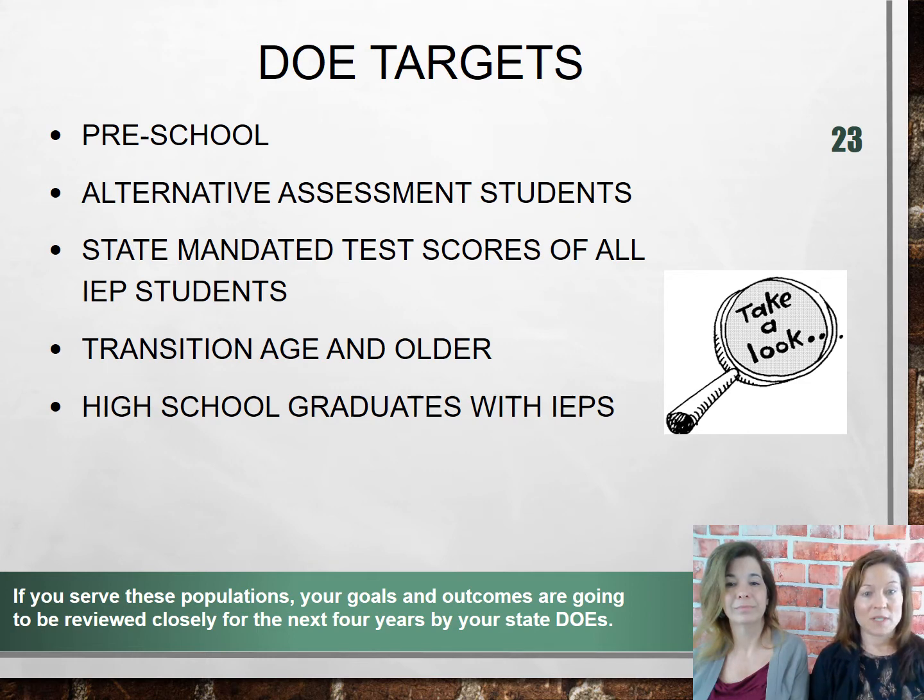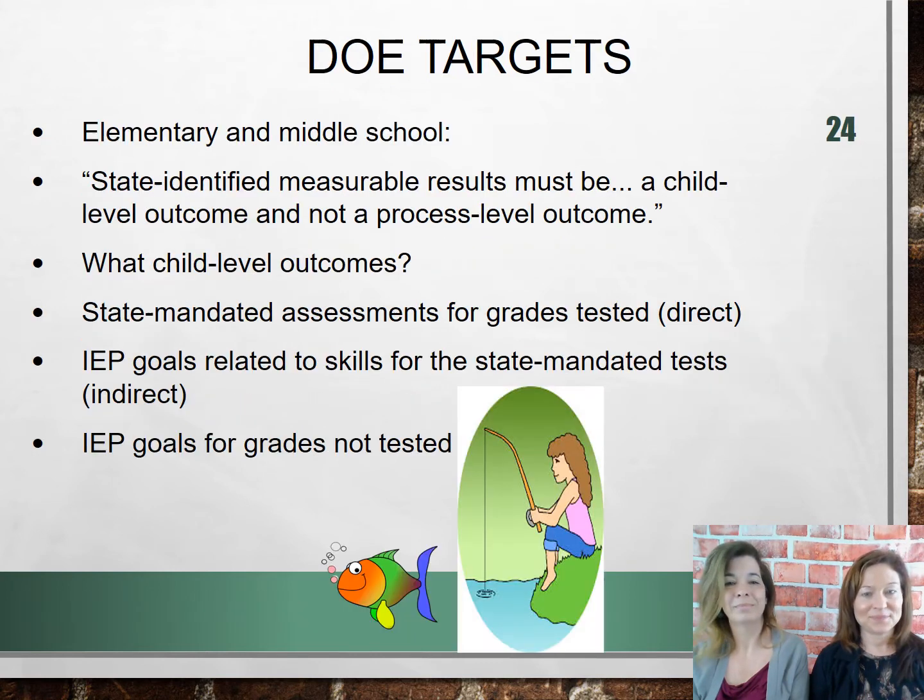So if you serve these populations, I want you to think about some of the things that we're going to share regarding this Department of Education assessment that they're doing. For elementary and middle school, though, the states will be reviewing what's called state identified measurable results, which are child level outcomes.